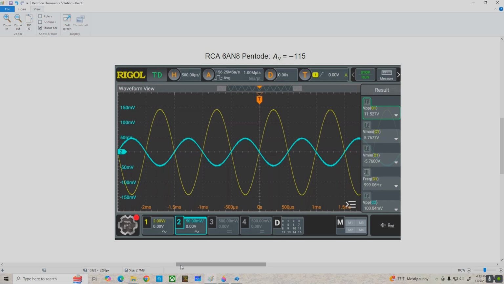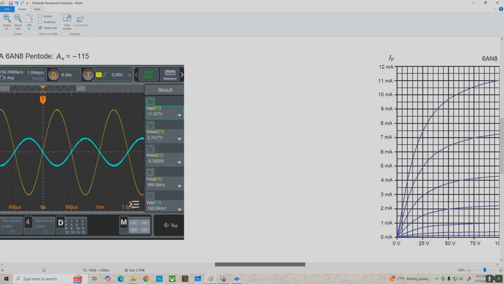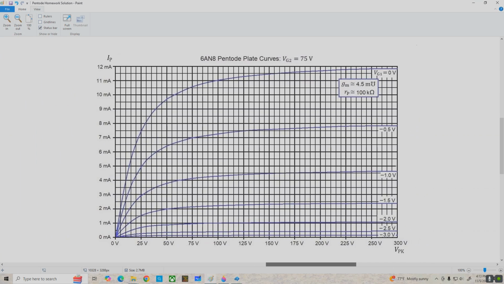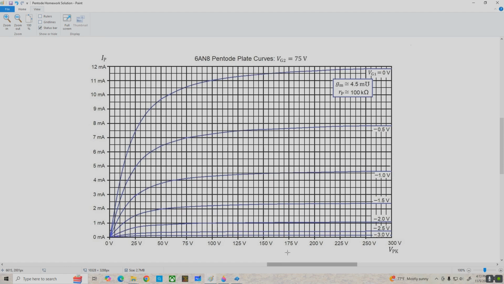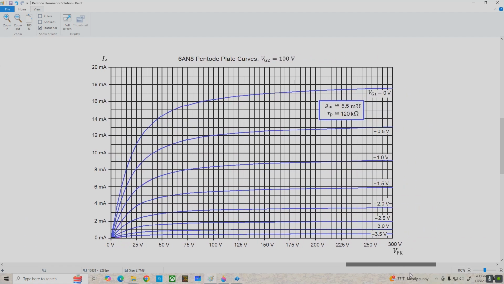And finally, as promised, I've got the plate curves for the 6AN8 with the fine grid lines added. Here are the curves for screen grid bias of 75 volts. So you can do a capture of this if you'd like to use it for design. And here are the curves for a screen grid bias of 100 volts.